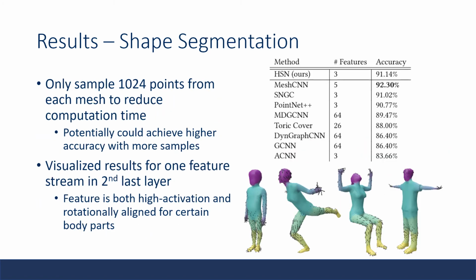For the shape segmentation results, we can see that HSN performs competitively but falls behind MeshCNN. One reason may be that they only sample 1,024 points from each mesh to reduce computational time, and it is potentially able to achieve higher accuracy with more samples. Additionally, the authors also visualized feature outputs for one feature stream in the second last layer, as shown on the right. Here we can see that this layer is able to learn rotationally aligned features that sort of correspond to the heads, arms, and legs of a human.